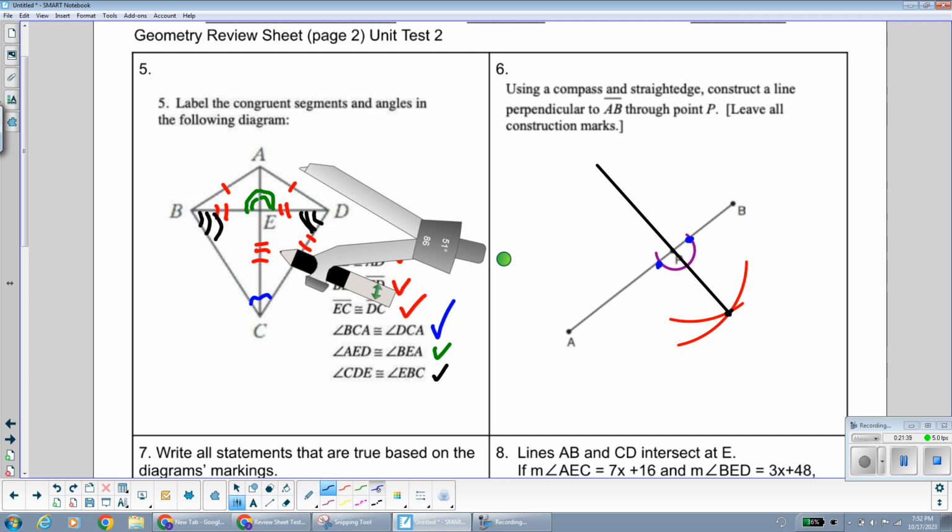And notice how the line that I made is perpendicular to the original one. It's not a perpendicular bisector. It doesn't split it equally in half. That's a different construction. This is just a perpendicular line to the given line through a given point. And here the given point was point P, so it should end up coming really close to going right through point P.